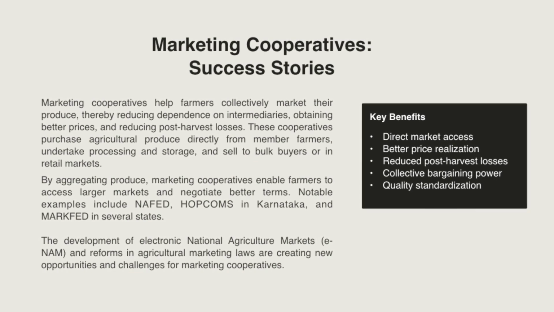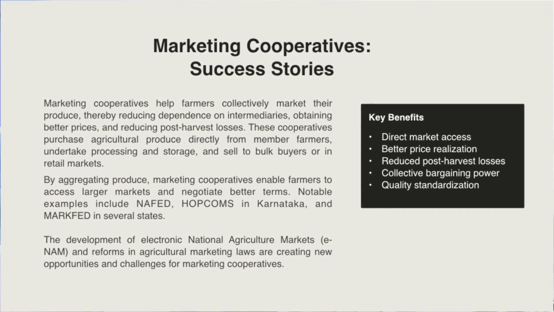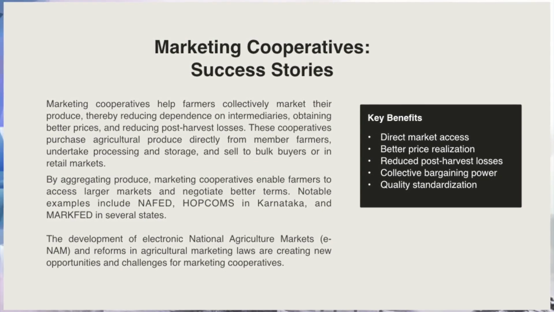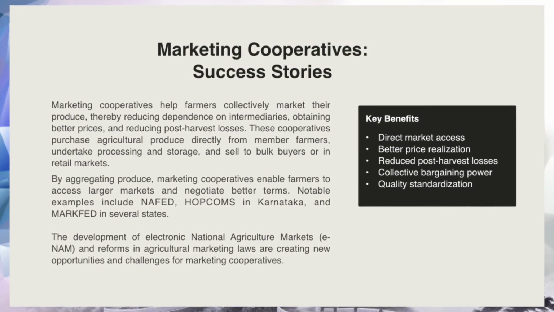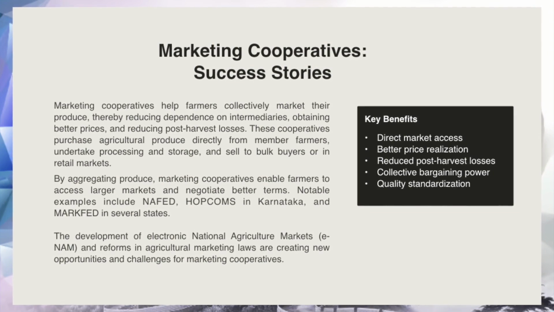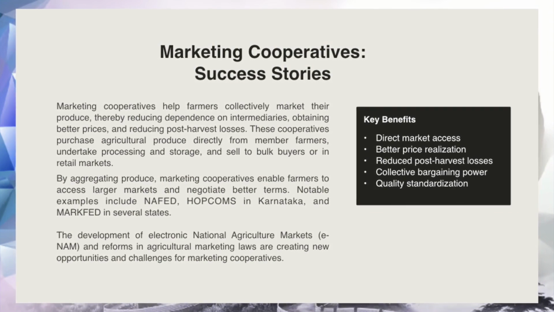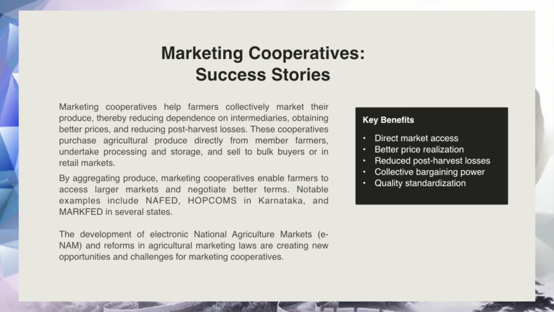By aggregating produce, marketing cooperatives enable farmers to access larger markets and negotiate better terms. And the structure of the marketing cooperatives typically mirrors the three-tier system.